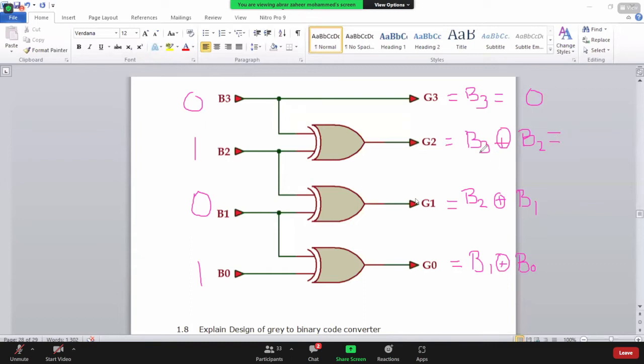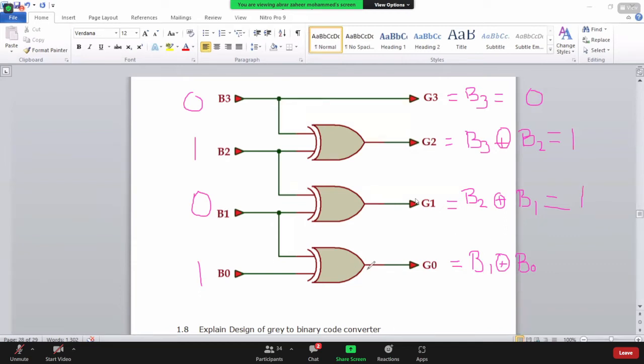Now G2 is B3 XOR B2, so what value will we get for G2? It is B3 XOR B2, that means 0 XOR 1. So 0 XOR 1 is 1. Next, G1 is B2 XOR B1. B2 is 1 and B1 is 0. So 1 XOR 0 is 1.